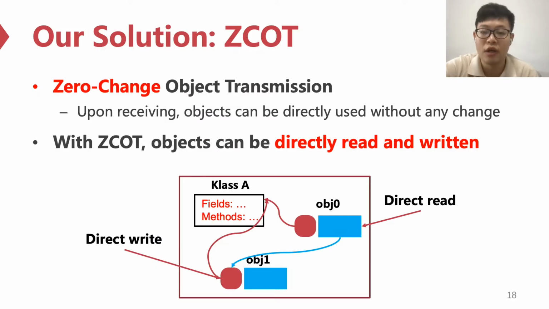Our solution is called ZCOT, zero-change object transmission, which means that when a receiver receives objects, they can be used directly without any change. With our ZCOT mechanism, the object can be directly read and written. As the figure shows, when a sender wants to send an object, it can directly write the object into a given address. Afterwards, the receiver can directly read the object at the same address without any change.